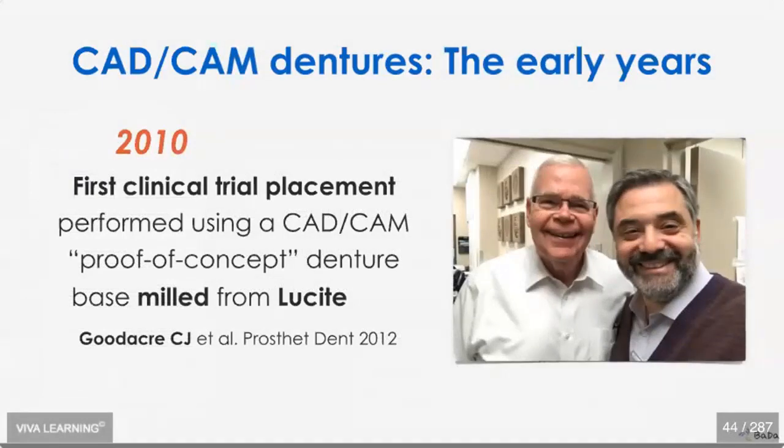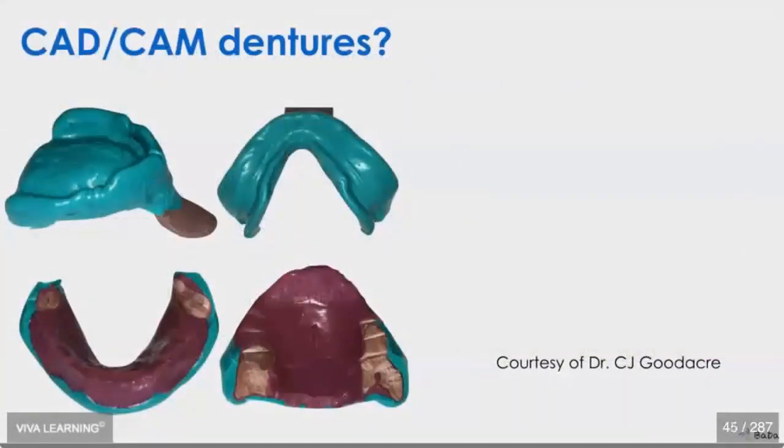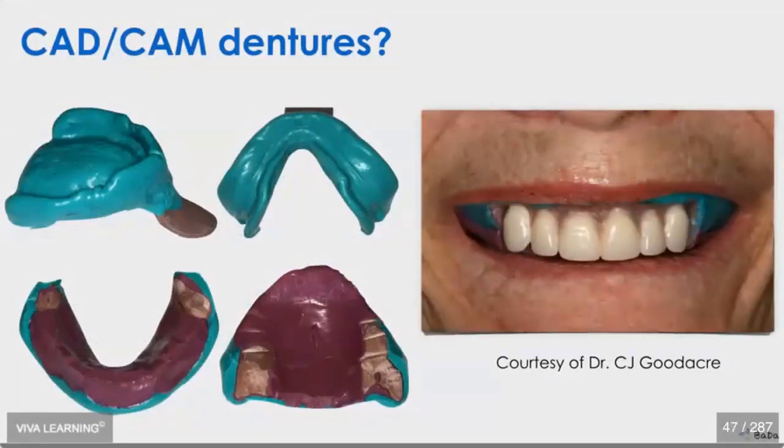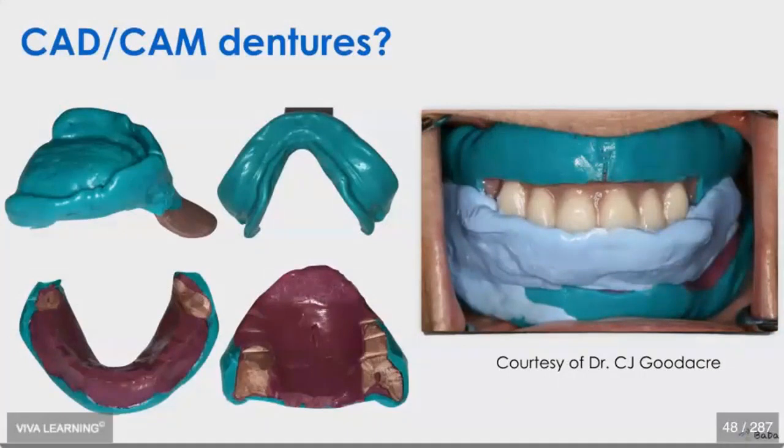All were lab studies up until 2010, when my colleague and mentor, Dr. Charles Gureca, was the first one to publish a first clinical trial placement performed using a CAD/CAM proof of concept denture-based mill from Lucite. What he did is he made a traditional neutrocentric impression, and then in the patient's mouth, he marked the midline, set up the teeth, and grabbed the centric relation record. So that's all that is needed to help somebody fabricate a CAD/CAM denture.